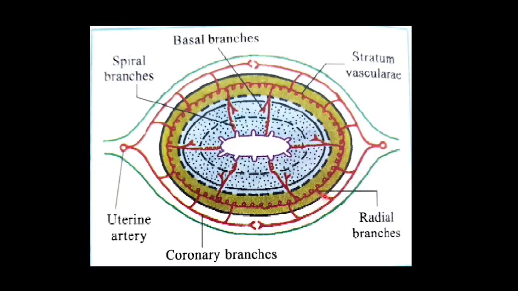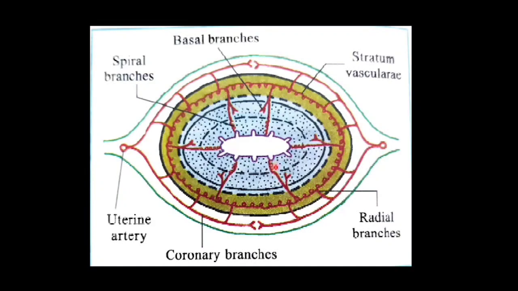and these radial branches, you can see, pierce the myometrium and form the stratum vasculare. The stratum vasculare is seen over the middle layer of the muscular coat, that is the myometrium. And from the stratum vasculare you have two sets of branches, the basal branches and the spiral branches.